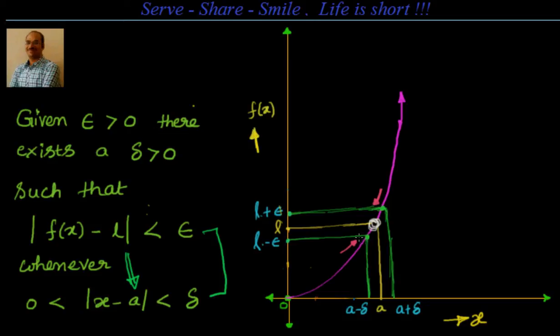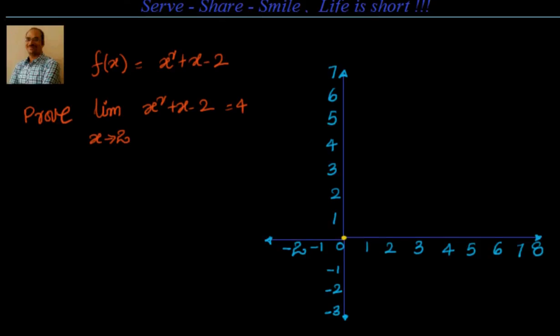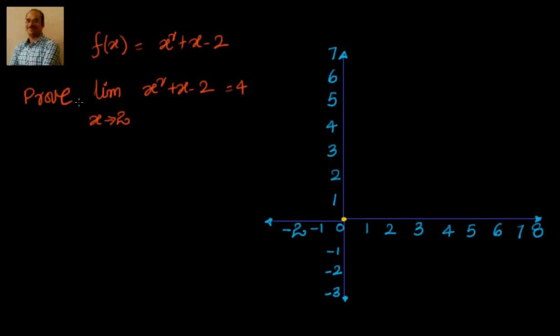Now let's take an example, a quadratic polynomial, and see how we can solve it. Let's have a look at this example. f of x equals x square plus x minus 2. We have to prove that the limit of x square plus x minus 2 as x tends towards 2 is equal to 4. We have to prove this by the delta epsilon approach. Now what is the first step? We have to establish a relationship between delta and epsilon.